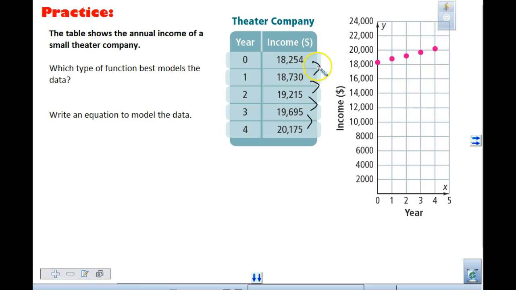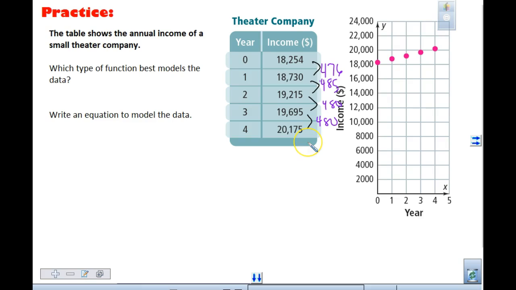Tanya? 476. How about the next one? Brian, what'd you get? 45. 45. Next one, what do I have? Right? 480. 480. And last one, we have another 480. So, which one? Linear, quadratic, absolute value, or exponential? Looks like constant what? Looks like a straight line, right?